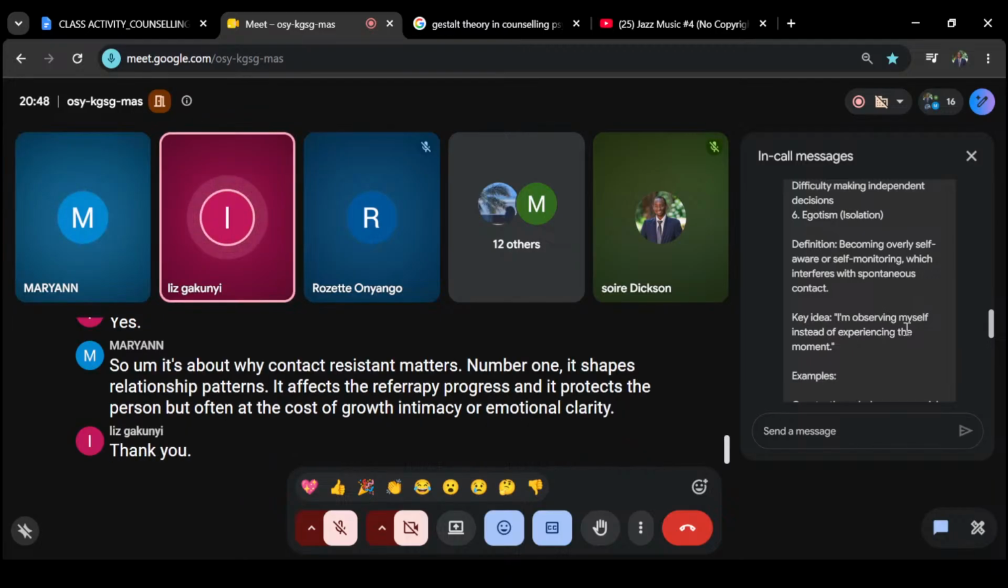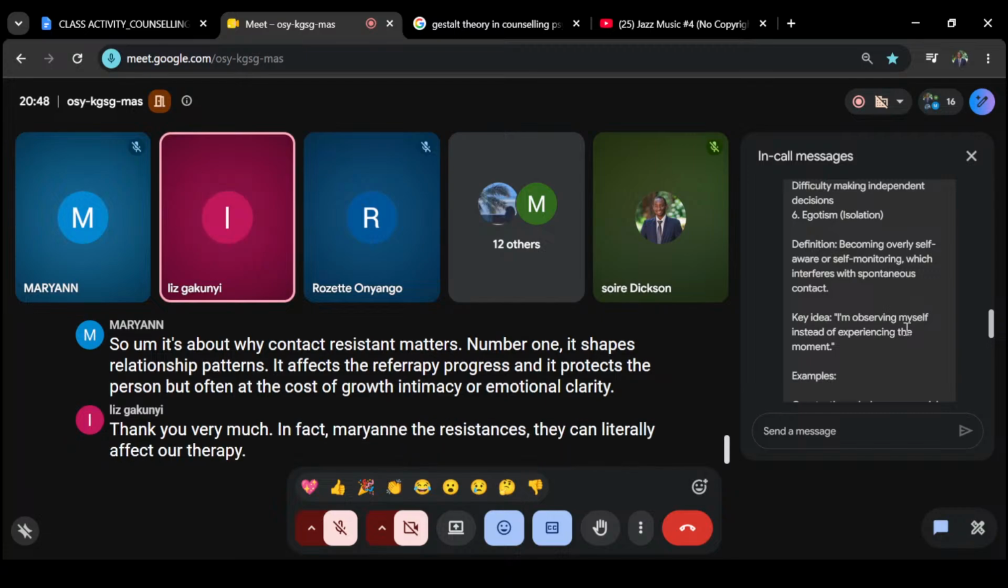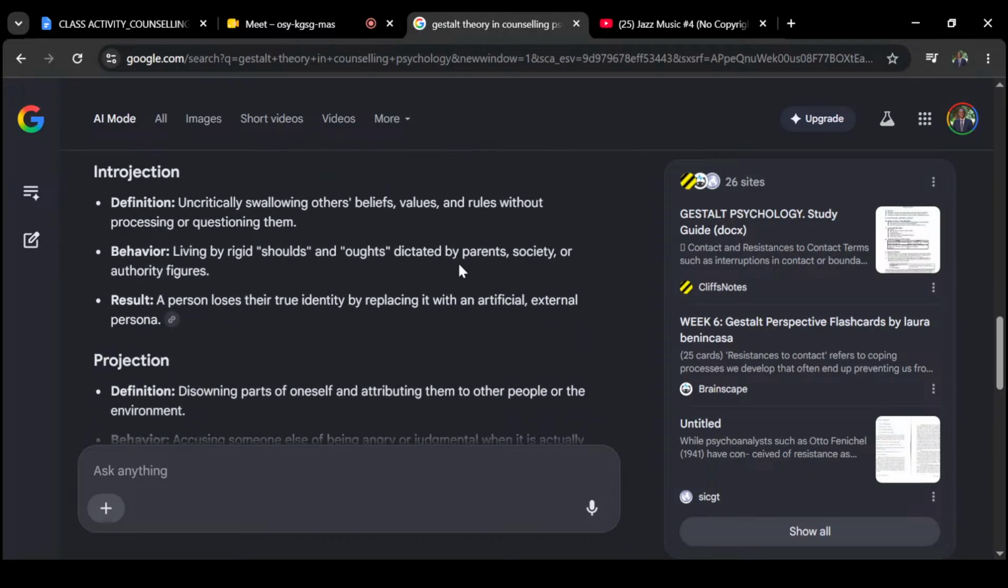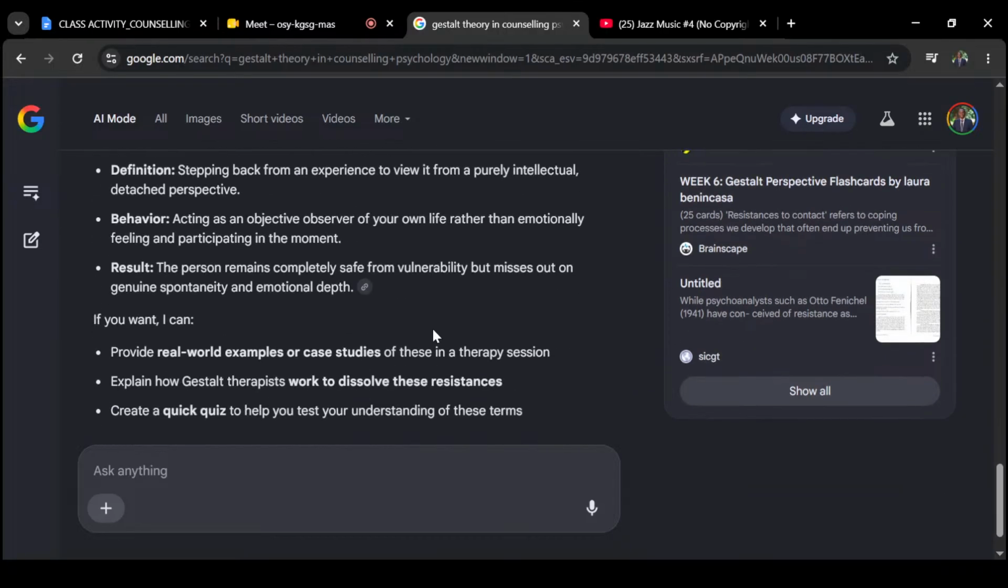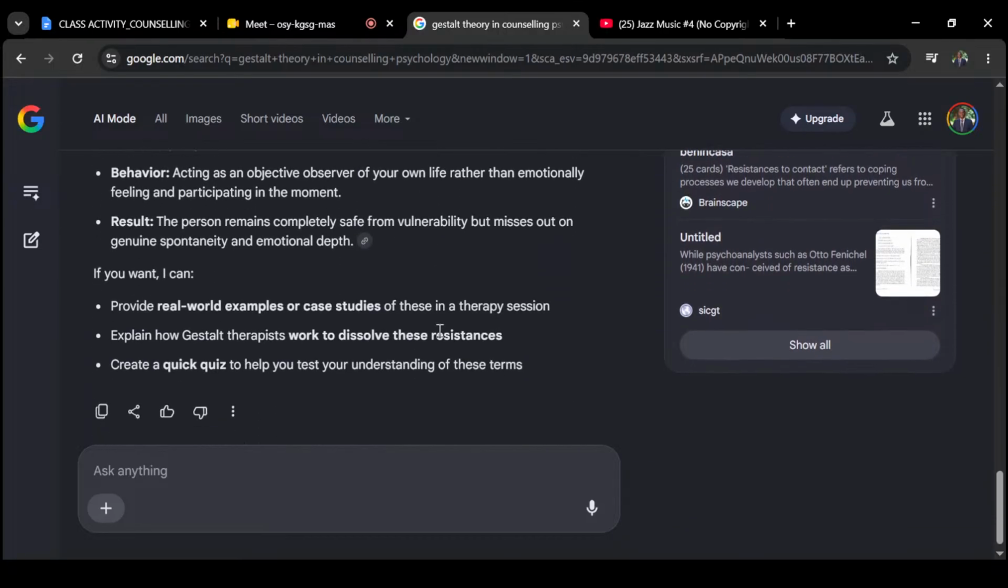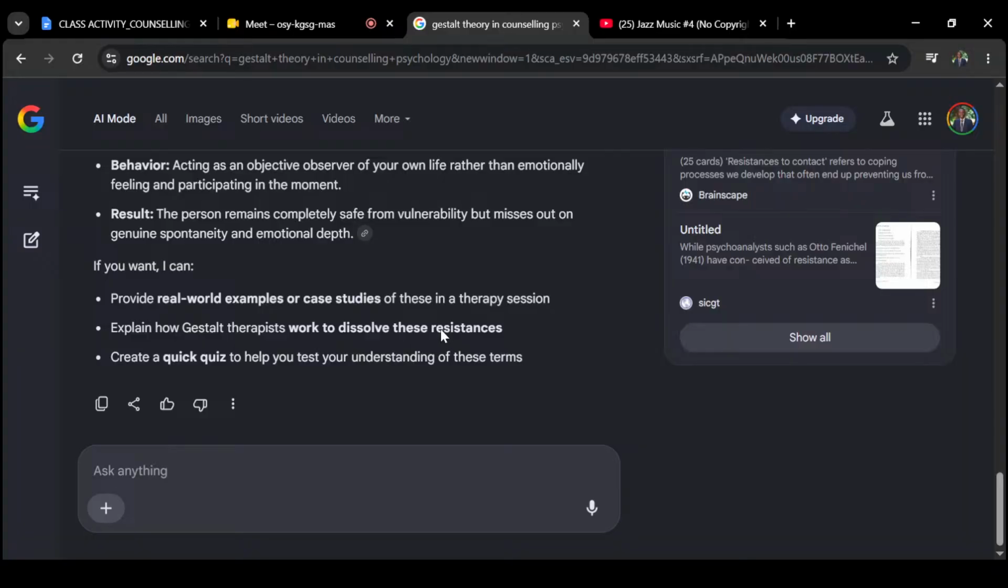Thank you very much. In fact, Marianne, the resistances can really affect our therapy. Because these individuals have masks, they have defenses, they become reluctant. We don't know what they want. So they can really hinder our interaction with them. That's good. Thank you very much, Marianne.